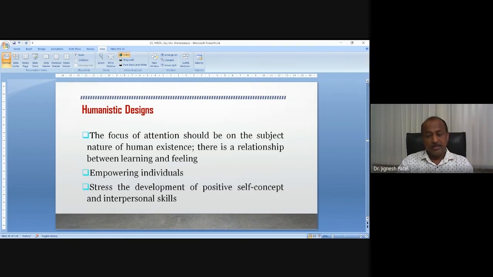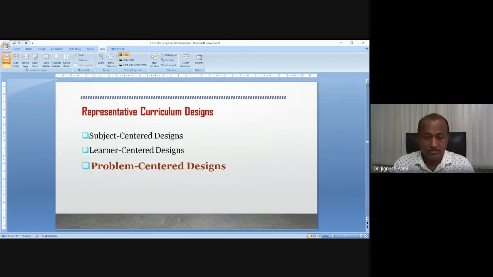Lastly, the humanistic design. It empowers the individuals. The focus of attention should be on the subjective nature of human existence. So here, human values and human existence are in prime focus. There is a relationship between learning and feeling as well. If we focus only on learning, then feeling might get distorted. So both things are important: the cognitive domain is important, and the affective domain, that means feeling, is also important. It empowers the individuals and stresses the development of positive self concept and interpersonal skills. So these are the focus of humanistic design.